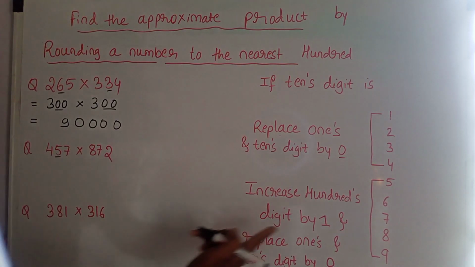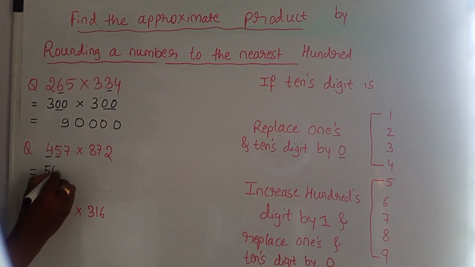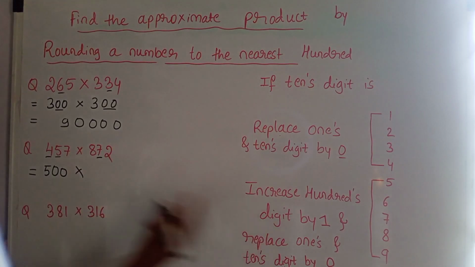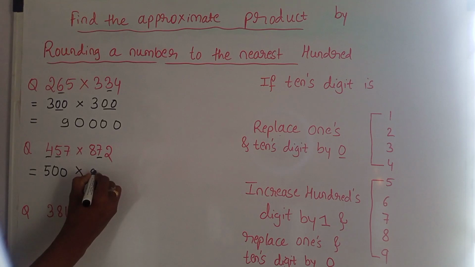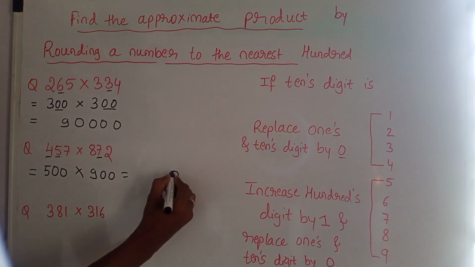Check the tens digit 5. As it is equal to 5, increase hundreds digit by 1, that is 5, and remaining as zeros. Multiplied by, check tens digit 7. It is greater than 5. Increase hundreds digit by 1, 900. Therefore 4 zeros are here.